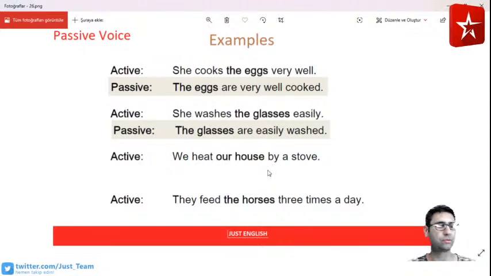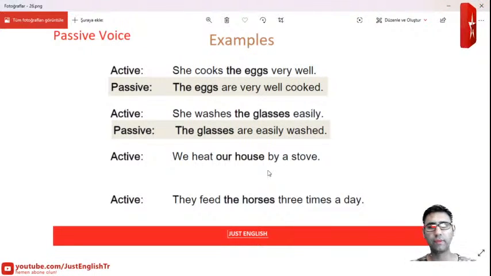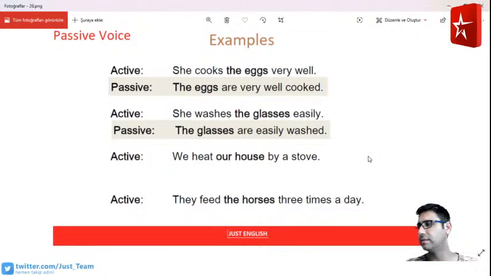We heat our house by a stove. So what is that?